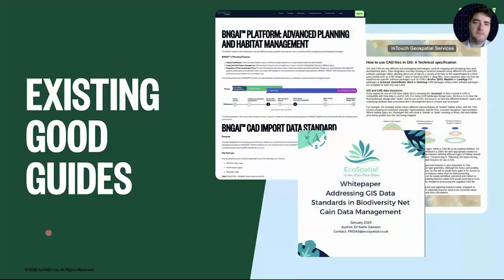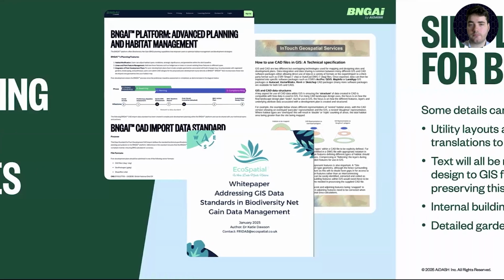We have our own data standard that we use for our ingestion of post-development plans into our systems, but there are other good general practice guidances produced by companies like Ecospatial or InTouch Geospatial Services that go through similar things, about why there are challenges in converting CAD files and what those CAD files should look like for BNG.